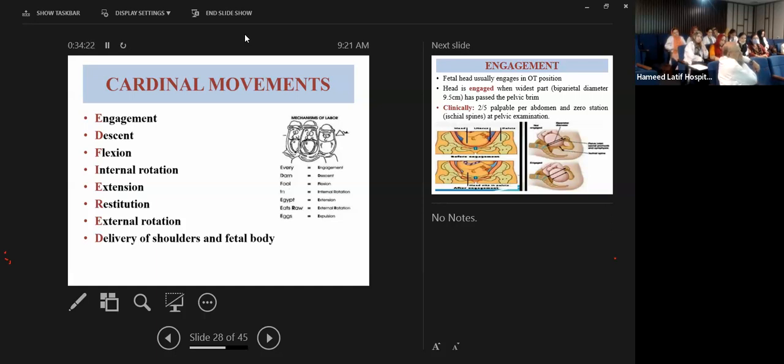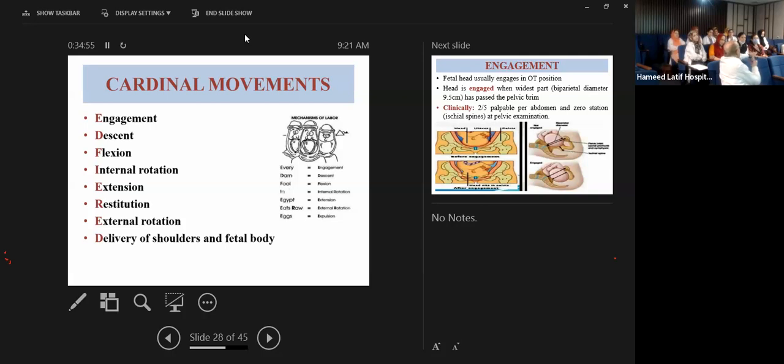And then the head is delivered by a movement of extension when its occiput is fixed against the lower border of the pubic symphysis, and then the head is born by a movement of extension at the neck. After it has done that, because the shoulders are still in an oblique position, there is external rotation, in which the head assumes its original position vis-a-vis the shoulders. But there are 2 components of that. One is known as restitution.